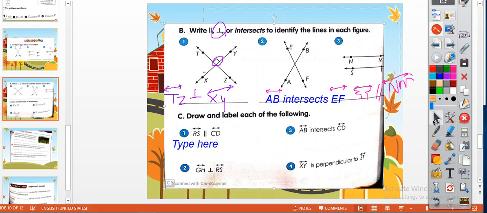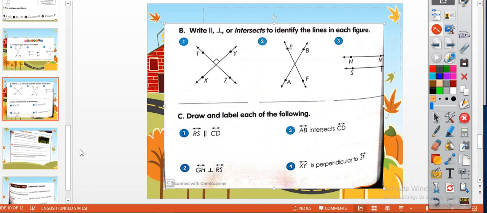Okay, for the next question, question C, draw and label each of the following lines. You're going to draw them as we did in the first question in the previous slides. Here you're going to draw parallel lines, perpendicular lines, and intersecting lines.